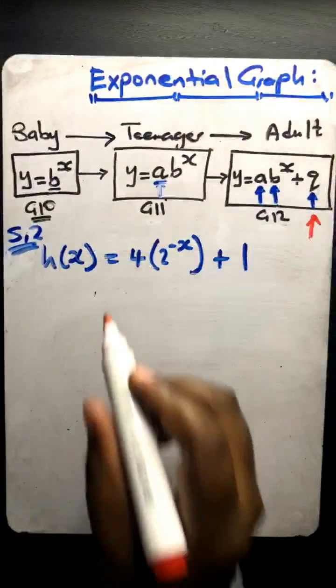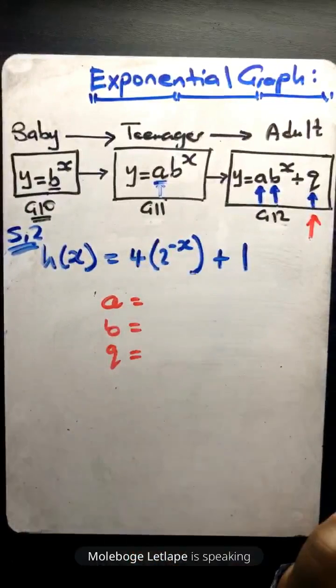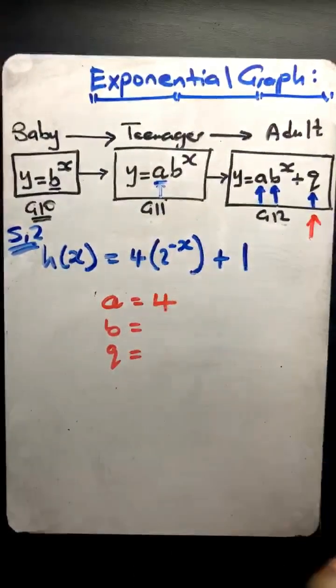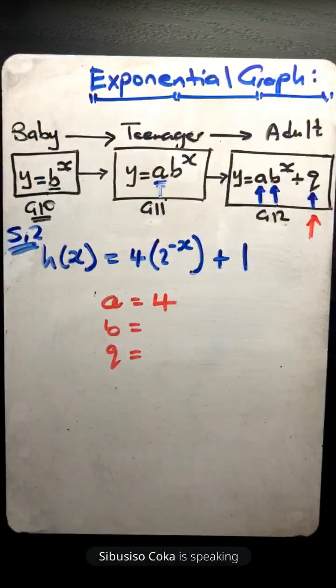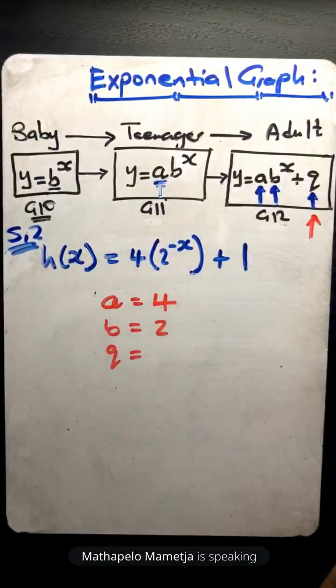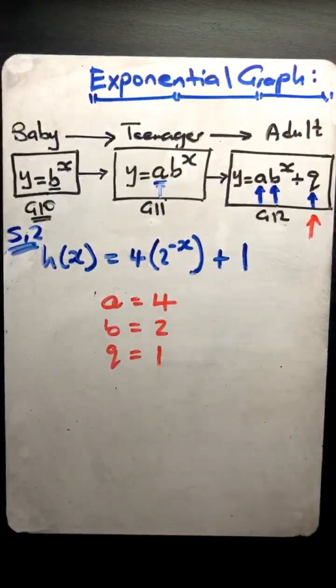Our A value is 4. It's positive 4. Okay, A value, that. What is our B? I think the B value is 2, sir. B is 2. And Q is 1. Positive 1. Q is positive 1.